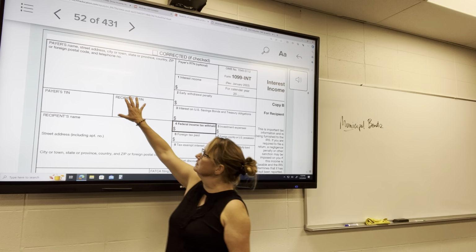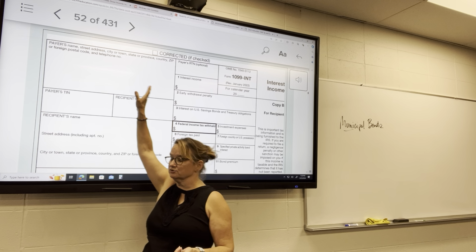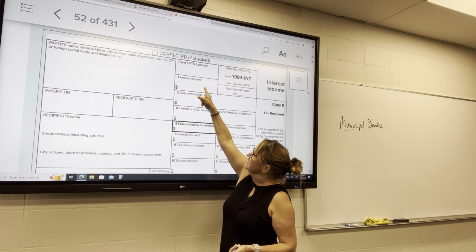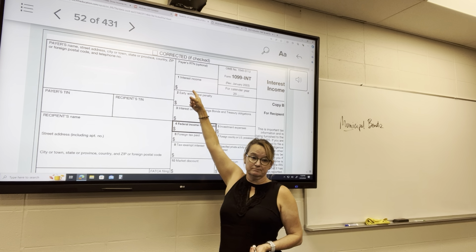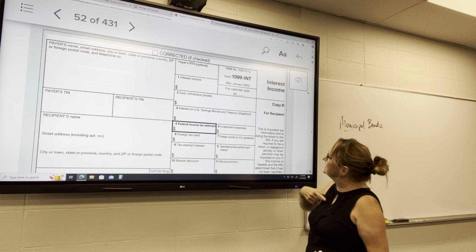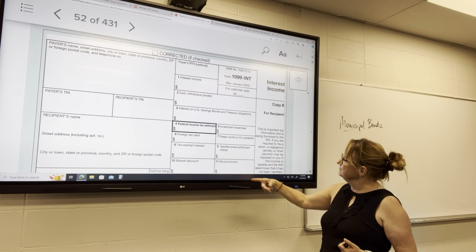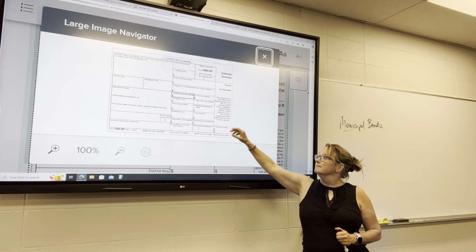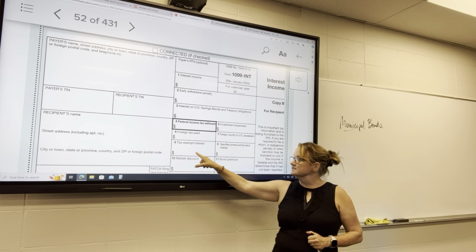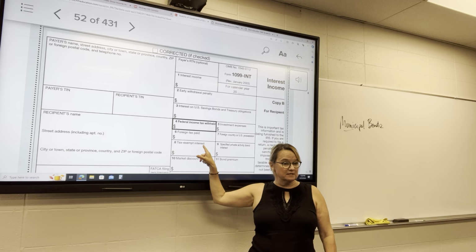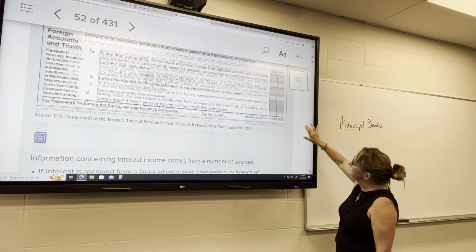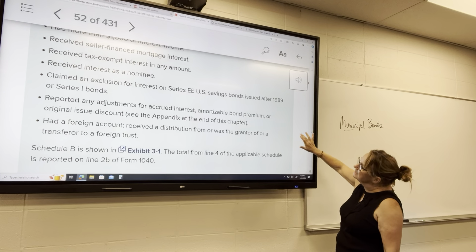So the payer, the bank, whoever is paying the interest, their information's up here, recipient down here. Interest income, this would be taxable interest income listed here. If it's tax exempt income or interest, it's either going to be, if it's specifically US savings bonds and treasury obligations, listed here in box 3. Tax exempt interest, like municipal bonds, would be listed in box 8. But all different types of interest are reported on this INT form, 1099 INT.